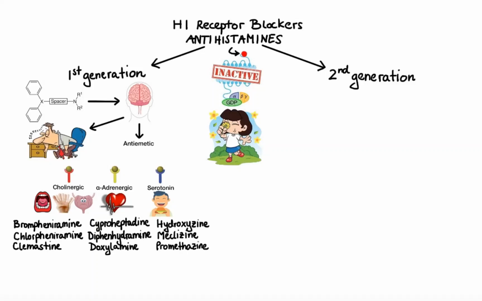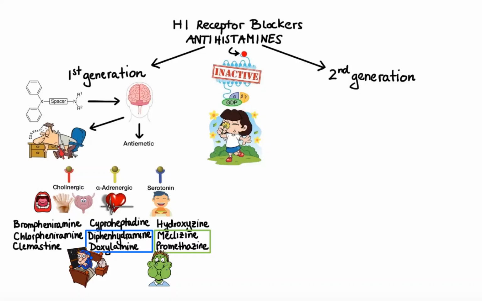Although all of these drugs are useful in relieving allergy symptoms, some of them are often used for other therapeutic indications. For example, diphenhydramine and doxylamine are often used in the treatment of insomnia, while meclizine and promethazine are more often used in the treatment of nausea and vomiting related to certain conditions such as motion sickness.